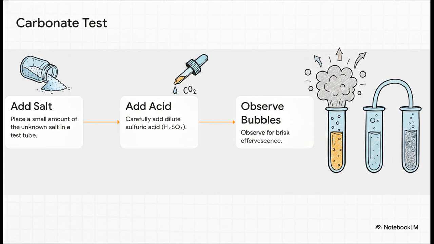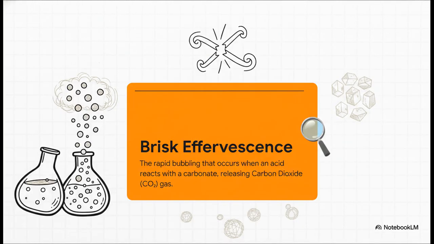Bubbles, effervescence. But hold on. Lots of things can bubble, right? A good detective doesn't just see a clue, they verify it. We have to prove that the gas being made is exactly what we think it is. This fizzing, this brisk effervescence is our smoking gun for a carbonate. And why is that? Because when you mix an acid with a carbonate, it kicks out carbon dioxide gas. But, as we know, you can't convict someone on just one piece of evidence. We need to catch that gas and confirm its identity.